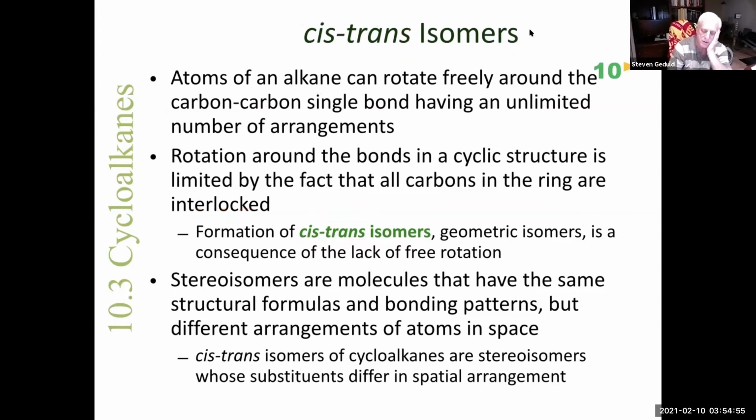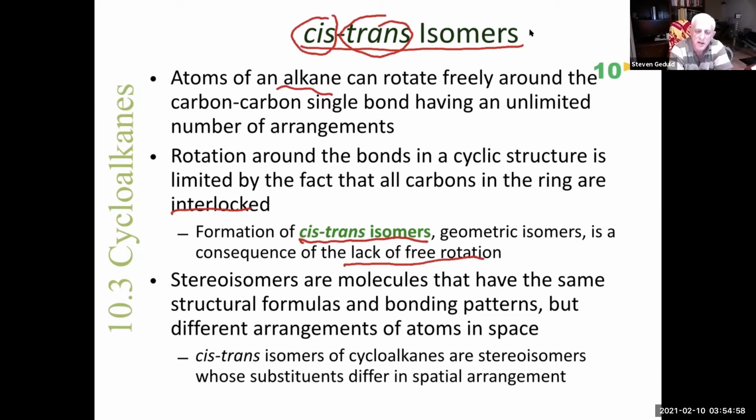So stereoisomers, okay, they have the same structural formula and bonding patterns, but different arrangement of atoms in space. Okay, same structural formula, the same structure written out, same molecular formula, but a different arrangement because they're not free to rotate now. Okay, so cis-trans isomers are stereoisomers. And they're different because of the spatial arrangement, because of the locking of that ring in space.